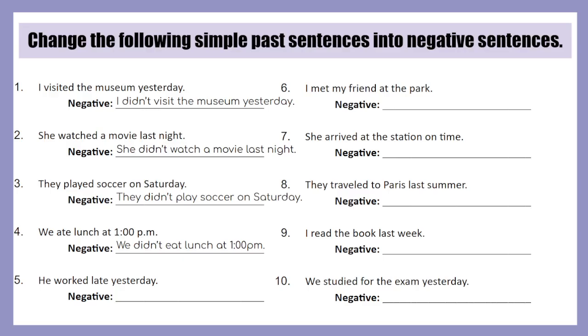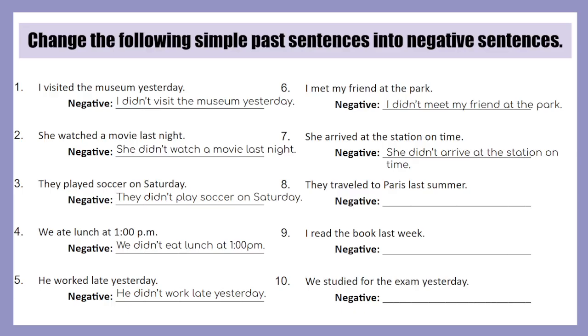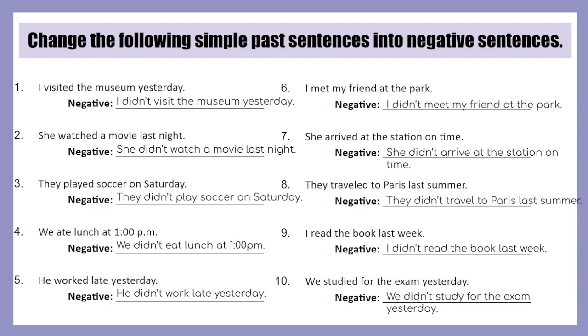He worked late yesterday. He didn't work late yesterday. I met my friend at the park. I didn't meet my friend at the park. She arrived at the station on time. She didn't arrive at the station on time. They traveled to Paris last summer. They didn't travel to Paris last summer. I read the book last week. I didn't read the book last week. We studied for the exam yesterday. We didn't study for the exam yesterday.